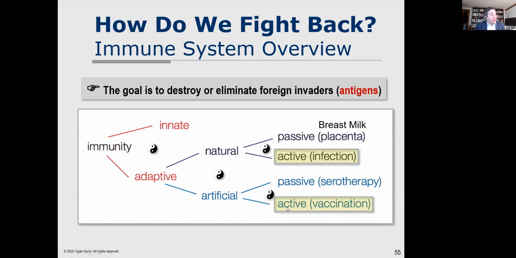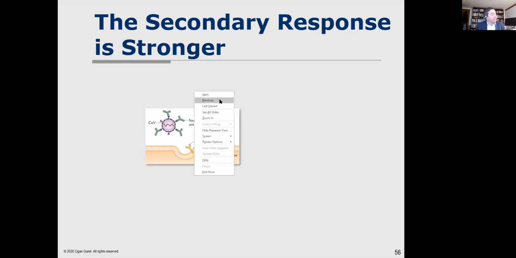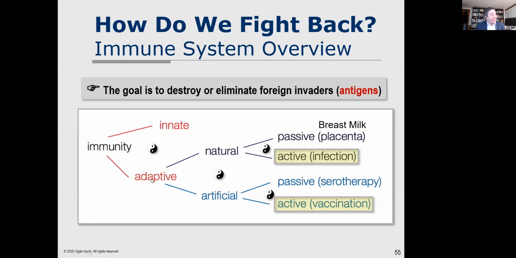When we get vaccinated, we call that active artificial adaptive immunity. Now, technically, the infected and the vaccinated immunities are the same, but the process, of course, is different. We can also have passive natural immunity, for example, the placenta and breast milk passing antibodies from the mother to the infant. And then you've probably heard about convalescent serum or serotherapy, where antibodies are given to patients from previous patients who have been infected. So that would be passive artificial adaptive immunity.